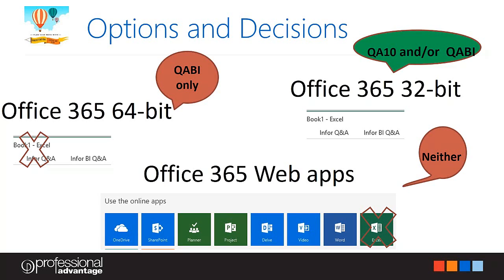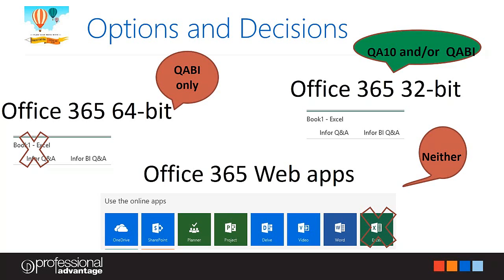Infor BI QA is the latest version of the SunSystems reporting suite, and as you can see, it runs in Office 365 in both 32 and 64-bit environments. And this is the recommended alternate to Q&A 10. Again, because these versions are quite hard to say, I'm going to reference QA BI for Infor BI Q&A, just to make it easier to say.